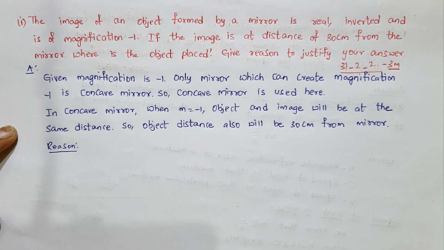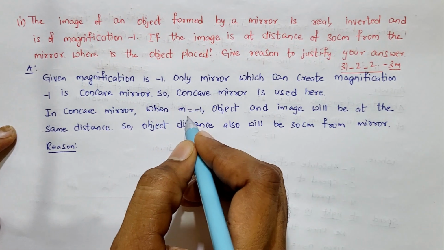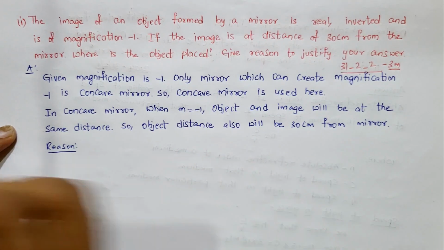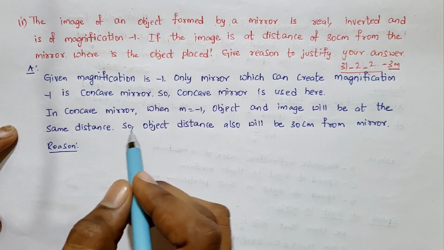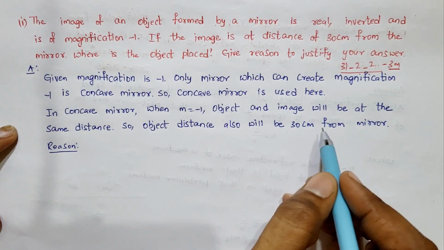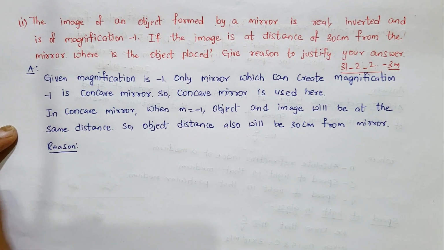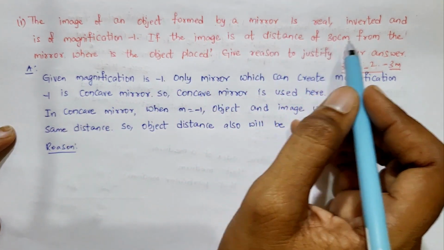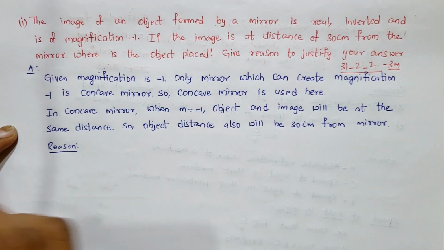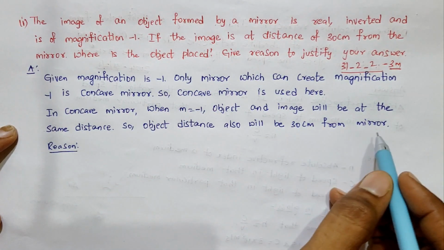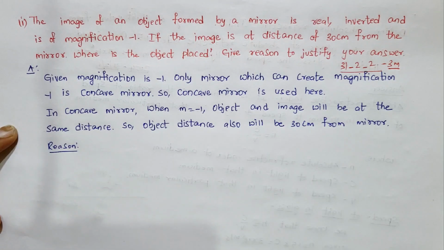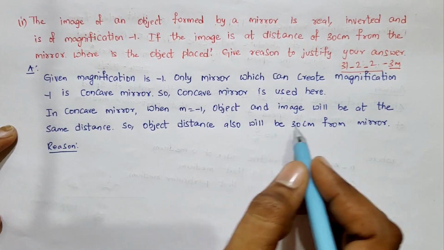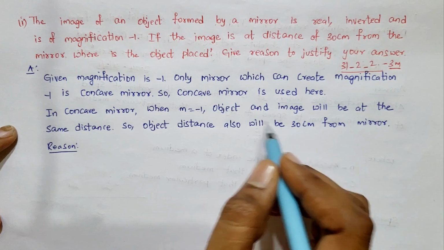So in concave mirror ray diagrams, if you remember, when we get magnification -1, object and image will be at center of curvature only. Means object and image will be at the same distance. So the object also will be at 30 centimeters from the mirror. So first question what they asked, if the image is a distance of 30 centimeters from the mirror, where is the object placed? So the object is also placed at 30 centimeters from the mirror. They asked, give reason to justify your answer. This is very important. Justify. How will we justify this answer? How will we prove that the object distance also will be 30 centimeters only when magnification is -1?